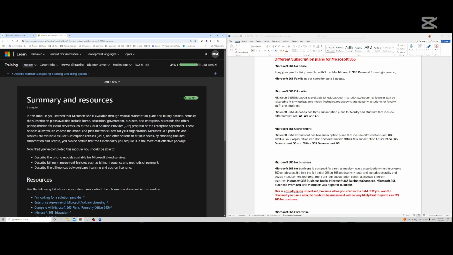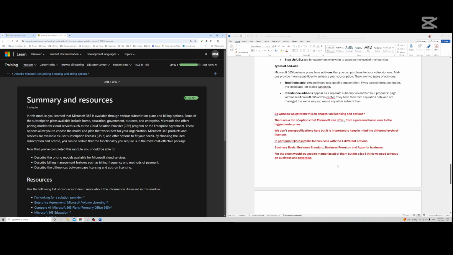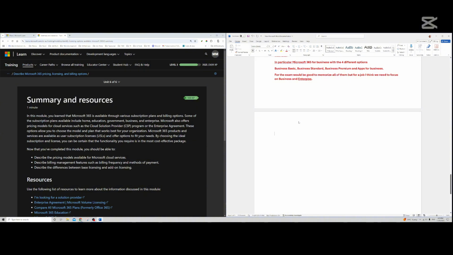Resources are very important to explore. Obviously, what I'm doing is going through this plan that I've done with Microsoft Learn AI, and then I'm going to use other external resources to do some exam prep. It's very important. So in this module you learned that Microsoft 365 is available through various subscriptions. Yes, some of the subscription plans available include home, education, government, business, and enterprise. Correct. Microsoft also offers pricing models for cloud services.